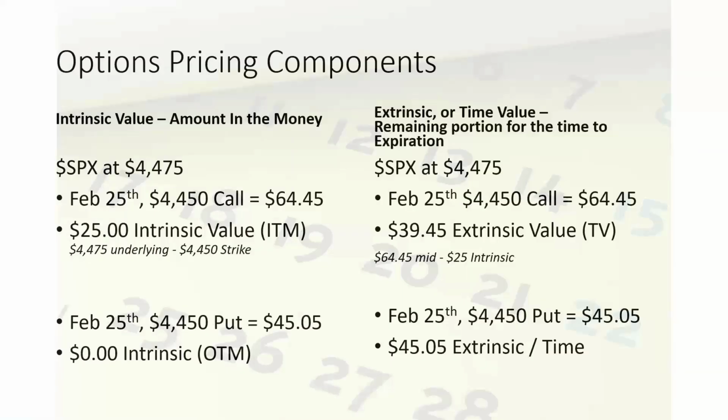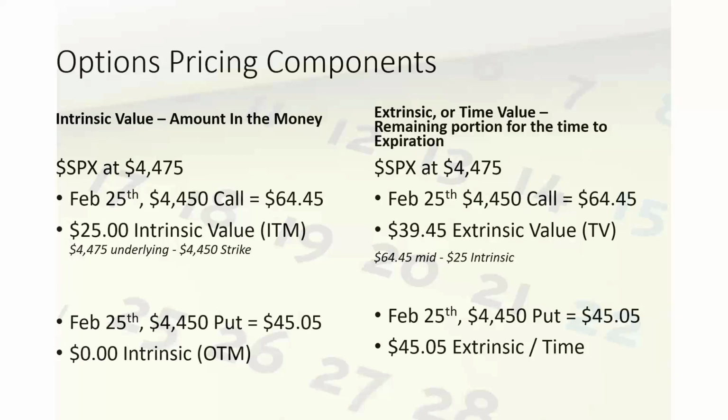Options pricing components. An option's price is made up of two things: intrinsic value, the amount that your option is in the money, of course, and the extrinsic value, sometimes called the time value, but that's not entirely 100% accurate. So let's take a look here.